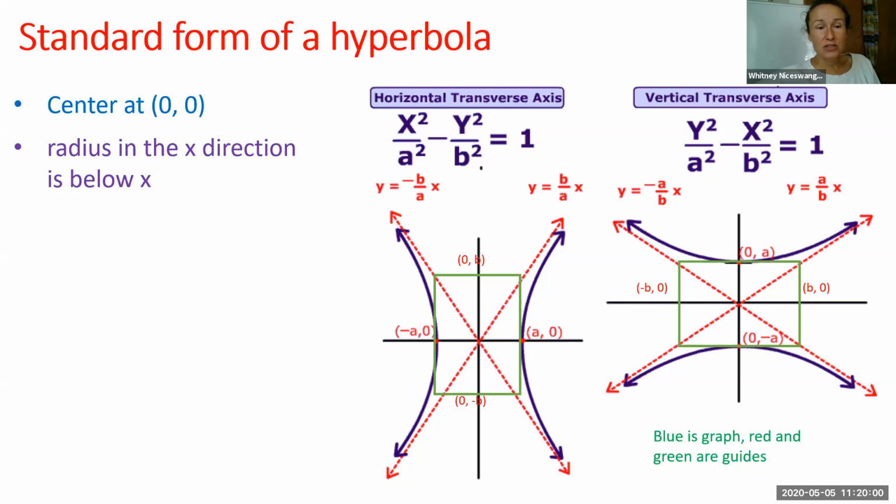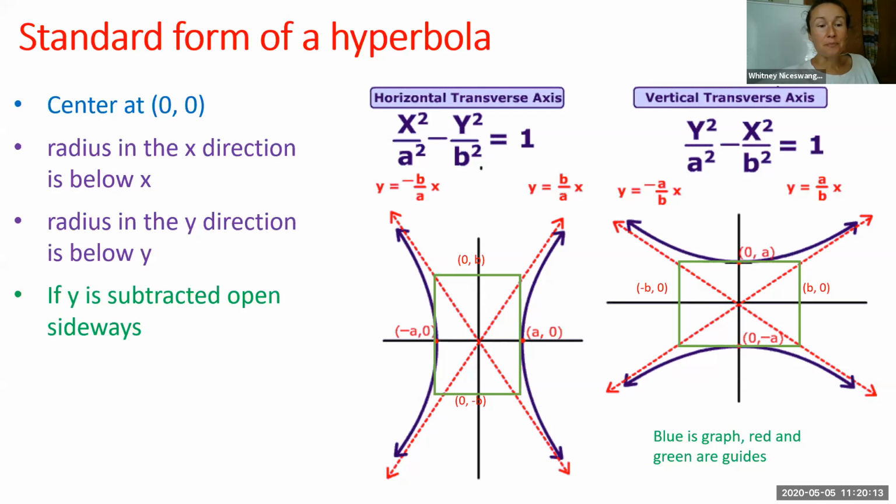The radius in the x direction is the square root of the number below x, just like with the ellipse. The radius in the y direction is the square root of the number below y, just like the ellipse. Here's what's different. Because we've turned that ellipse inside out, it's going to open outwards. So it could open up, down, or it could open left, right. It depends which term is being subtracted. If the y is being subtracted, then you're going to open sideways. Let's take a look at the equation to understand why that is.